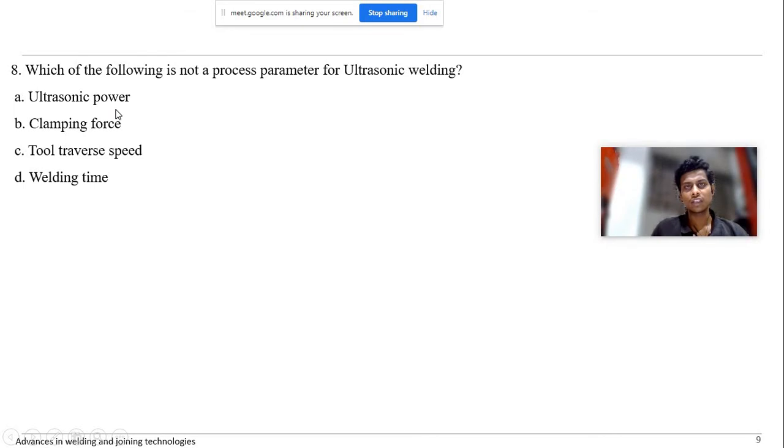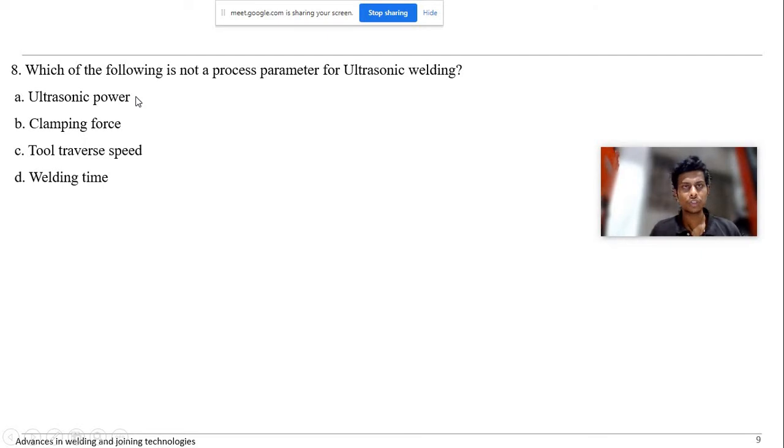Basically, in ultrasonic welding, there will be a sonotrode, which is vibrated at an ultrasonic frequency, meaning around 20,000 to 50,000 kilohertz. It will be rotating. It will be vibrating because of that frequency. Because of that, heat will be generated and welding will happen.